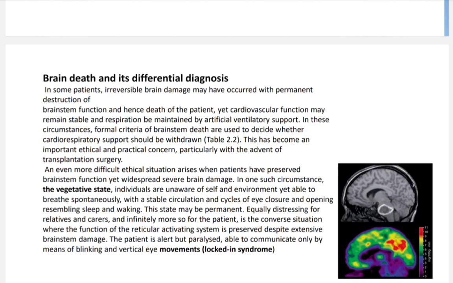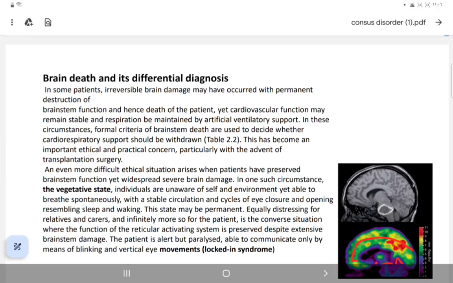Brain death can be diagnosed by criteria. There are two main elements: a deep coma and brainstem damage. We also have the vegetative state and locked-in syndrome, in which the patient is fully aware and conscious but paralyzed from head to toe. There is activity in the cerebrum, but the motor pathways are not active. The patient can only move the eyes.